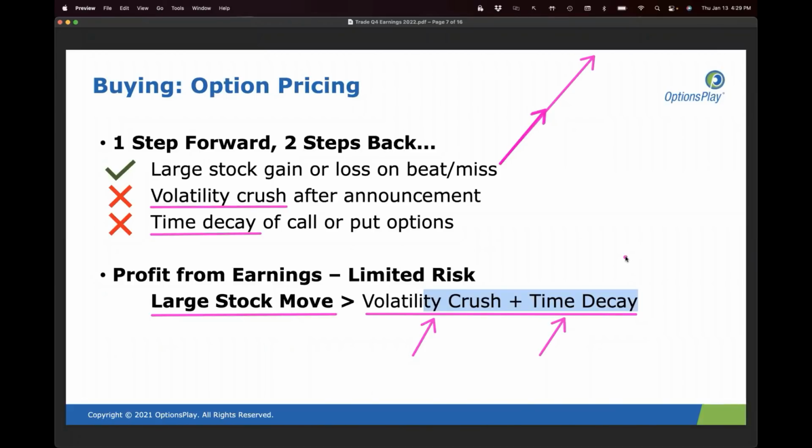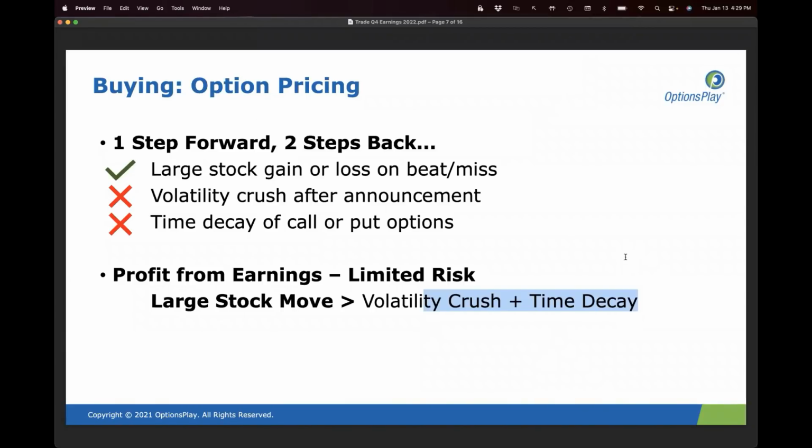But what you're trying to do during earnings season is call the right direction, and you're hoping that the stock makes a large enough move for you to be profitable and overcome volatility crush and time decay. Now, we're going to come back to go through these numbers and what these things mean, but I just want to first make sure everyone understands this on a conceptual level, okay? So when you're buying an option, two things are working against you that you have no control over, and the one thing you have control over is calling which stock is going to make a big move. And if you get it right, you can potentially overcome the volatility crush and time decay and turn a profit on the trade.